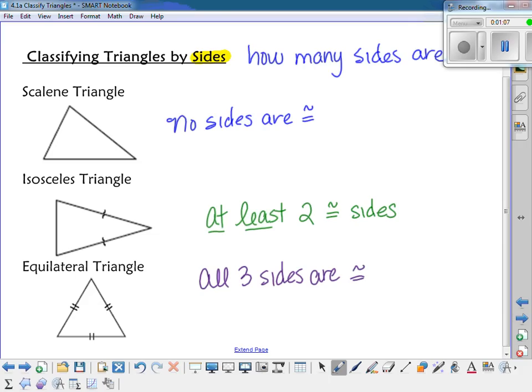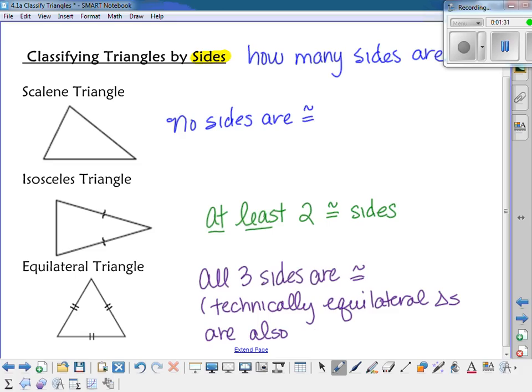So since an equilateral triangle has at least two congruent sides, you can technically say that it is also isosceles. But generally speaking, you're going to use the most precise name for them. You're going to call them equilateral. But like I said, technically they are also isosceles.